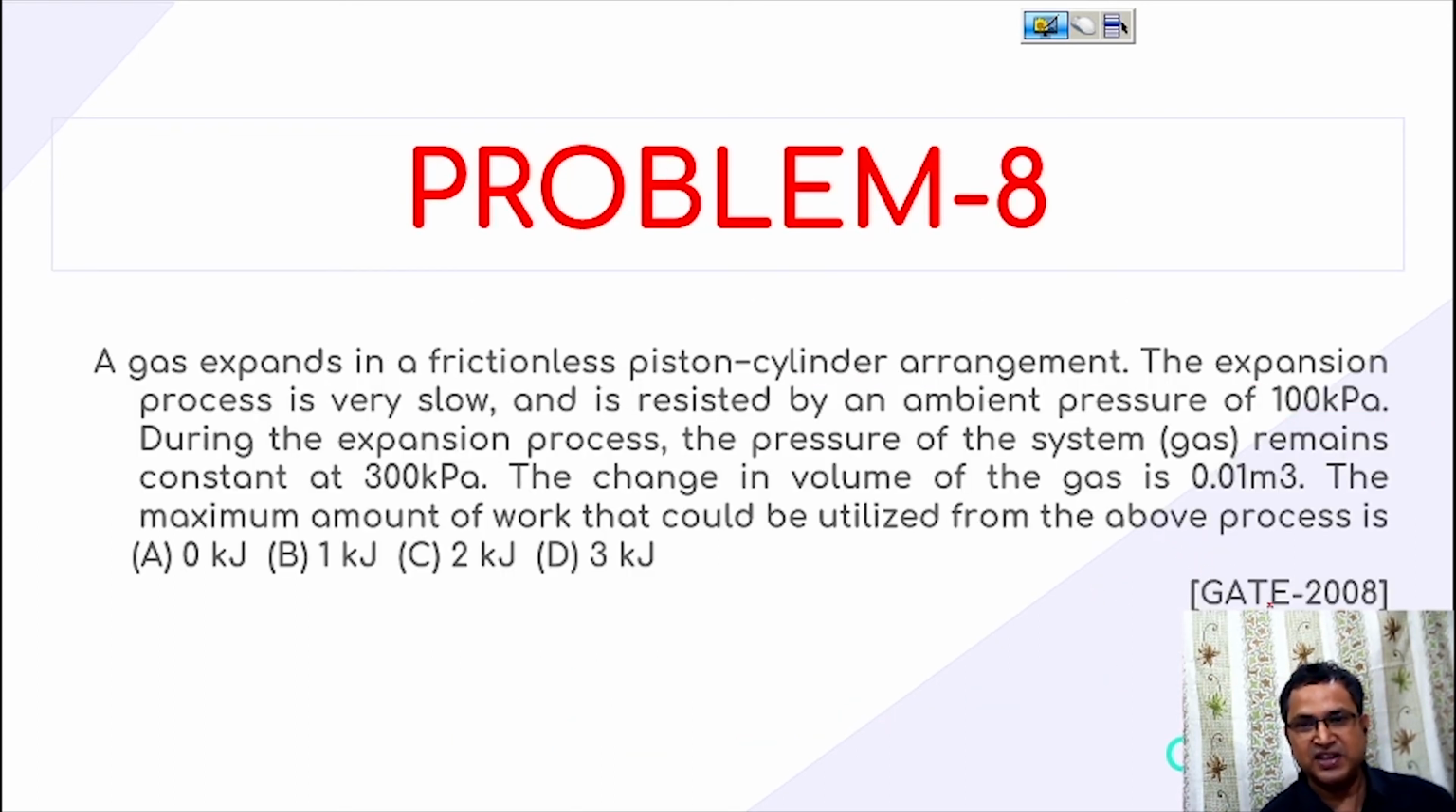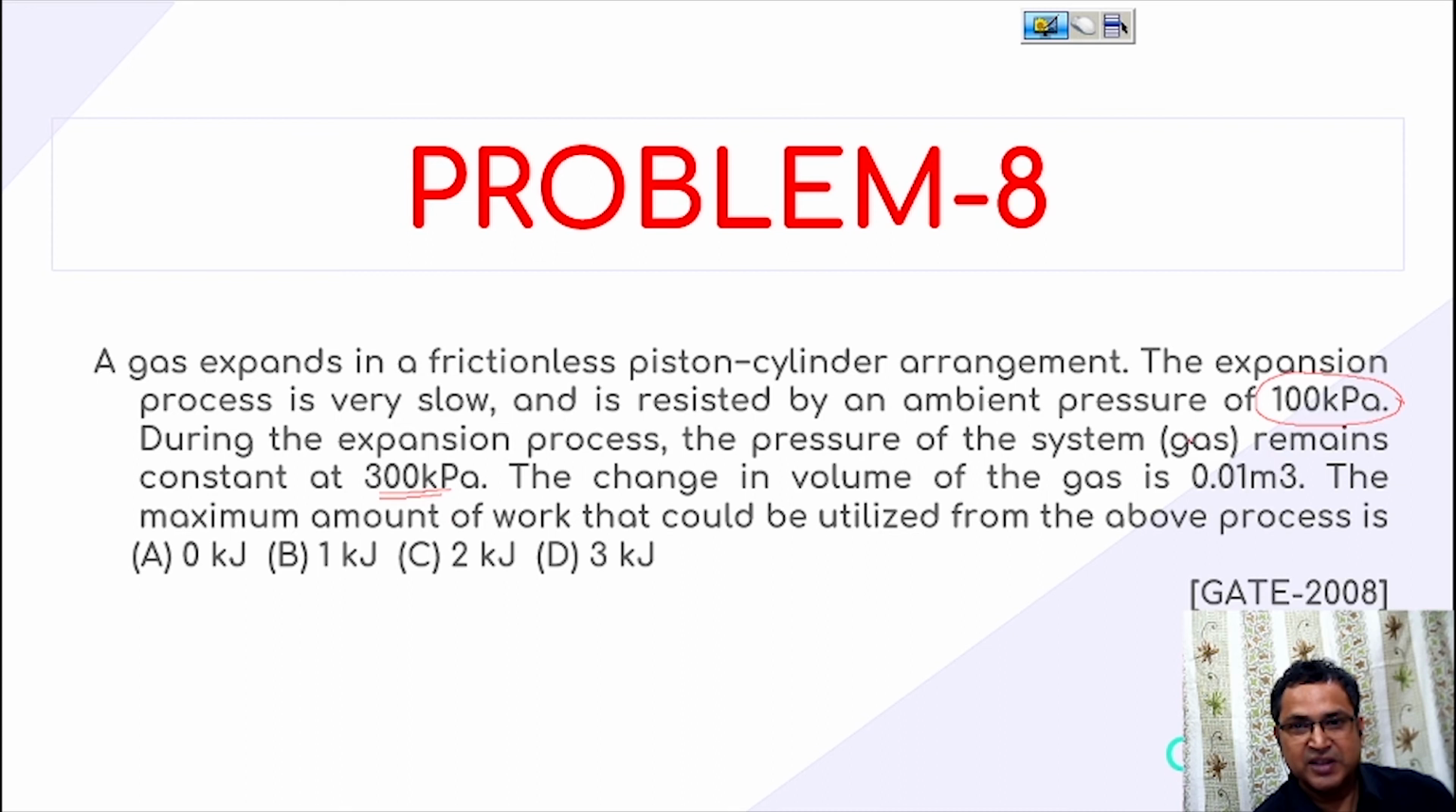Now the next question, again asked in GATE examination. A gas expands in a frictionless piston cylinder arrangement. The expansion process is very slow. What does it mean that the expansion process is very slow? It means it is a quasi-static process and is resisted by an ambient pressure of 100 kilopascal. So the piston is resisted by 100 kilopascal of ambient pressure. During the expansion process, the pressure in the system gas remains constant at 300 kilopascal.